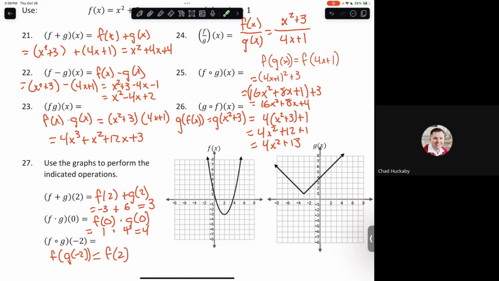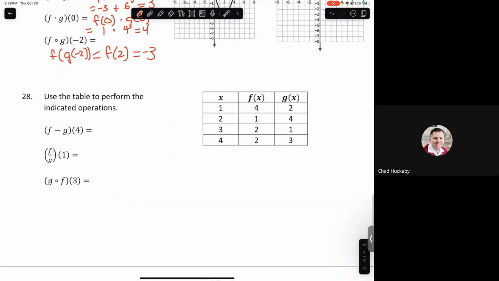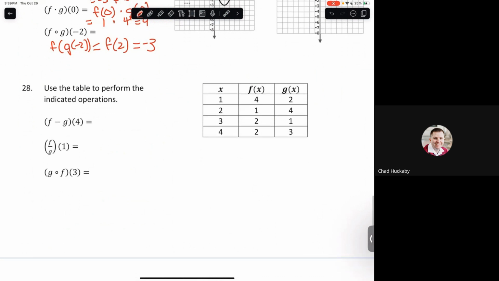So now we need to evaluate f when x is 2, which is -3. That's f of g of -2 is -3. Now we want to do the same sorts of things, except now we're using a table instead of graphs.